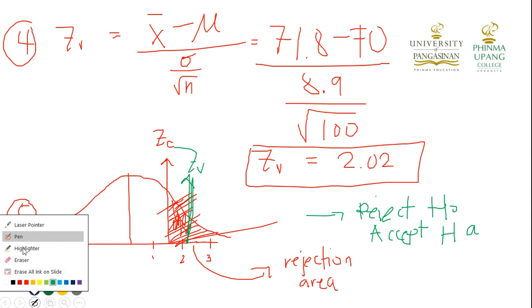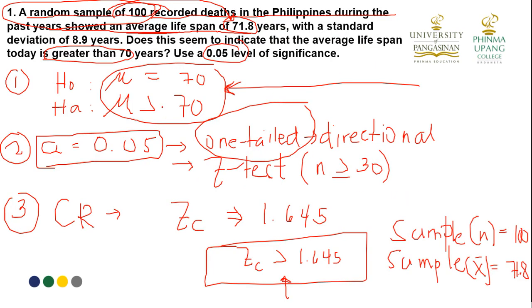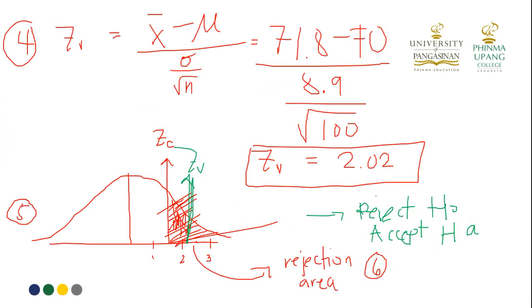Alright? So in number 6 naman. Ulitin natin. Magtanong kayo kung nalilito kayo ha. Yung conclusion natin sa number 6, huwag kayong mag-rely sa module ha. Sa number 6, pwede siyang maging the average lifespan today is greater than 70 years. Nag-rely ako sa HA kasi na-reject natin ito. Na-reject, accept natin si HA, di ba? So, tama yung HA. Or, there is enough evidence for HA. Pwedeng maging enough evidence.